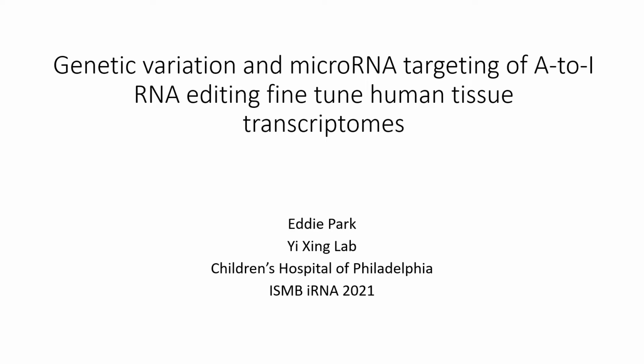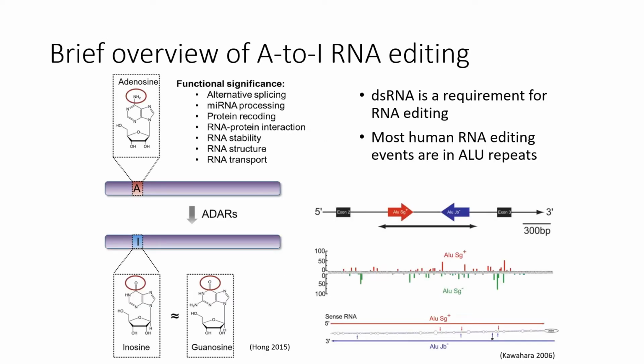The title of my talk is Genetic Variation and microRNA Targeting of A-to-I RNA Editing, Fine-Tune Human Tissue Transcriptomes. Here is a brief overview of A-to-I RNA editing. A-to-I RNA editing is a biological process in which adenosines in RNA transcripts are deaminated to inosines.